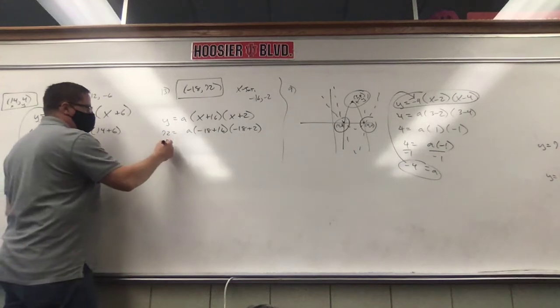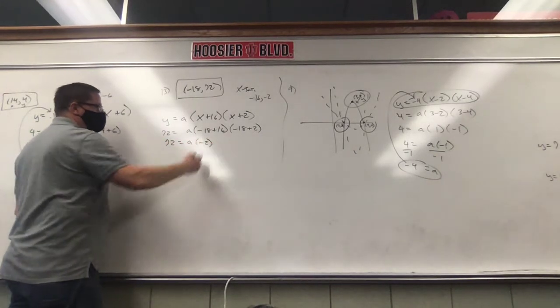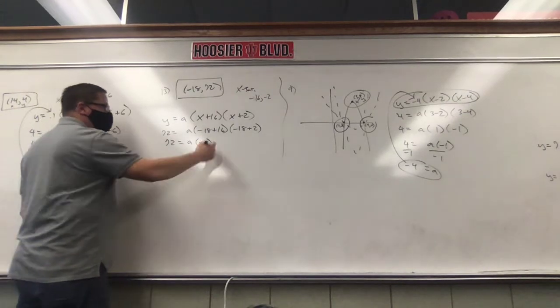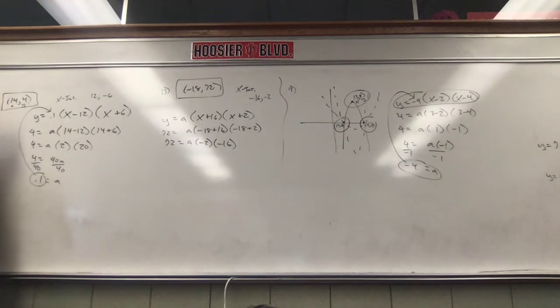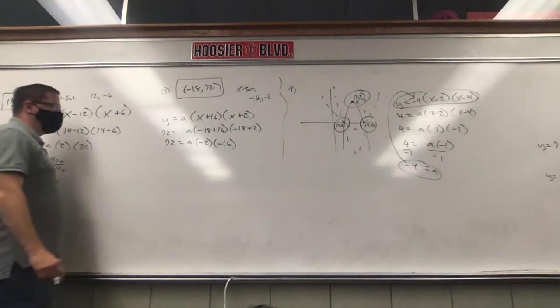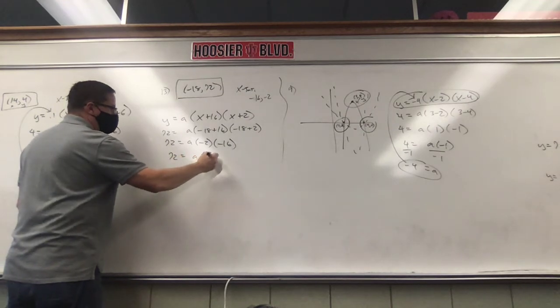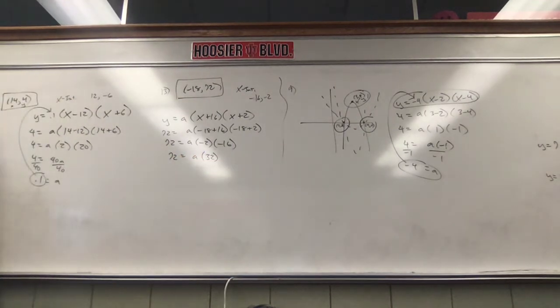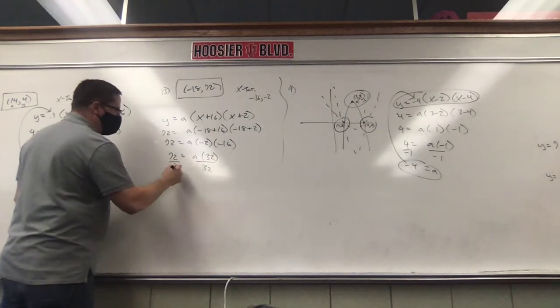Okay, if we clean this up, 72 equals a times negative 18 plus 16 is negative 2. Negative 18 plus 2 is negative 16. Negative 2 times negative 16, and don't screw this up here. Negative times a negative is a positive 32. And then we divide by 32. And this is not one that I expect you to know.